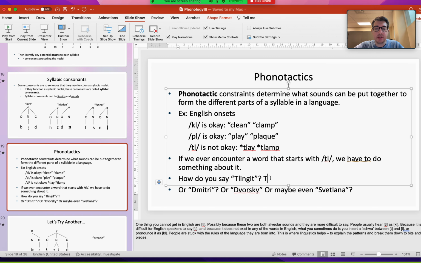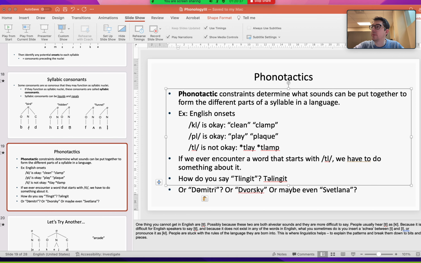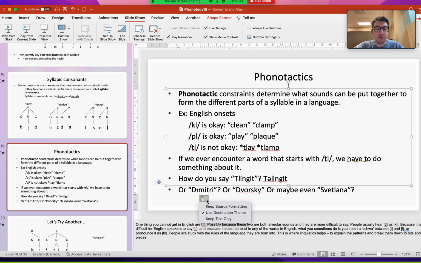You can maybe say Tlingit, right? That can work because it's easier. Tlingit. It's easier for production. Or Dimitri. You're adding a vowel there. Maybe not this one, maybe I prefer this one. Dimitri, right? Or Dvorsky, right? You're making it easier for yourself and you're nativizing.